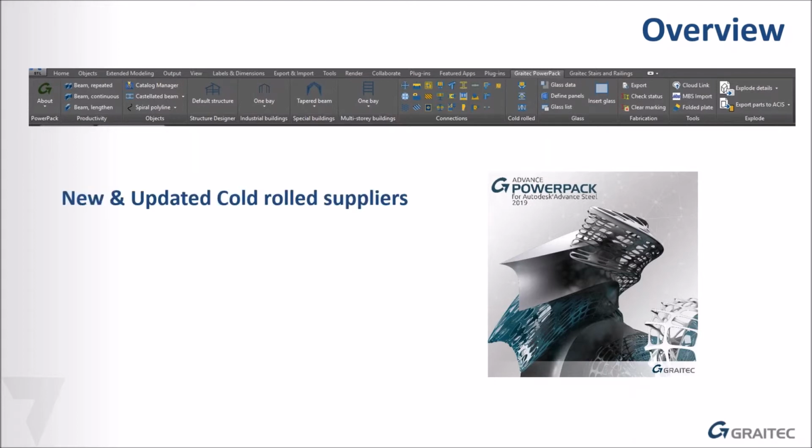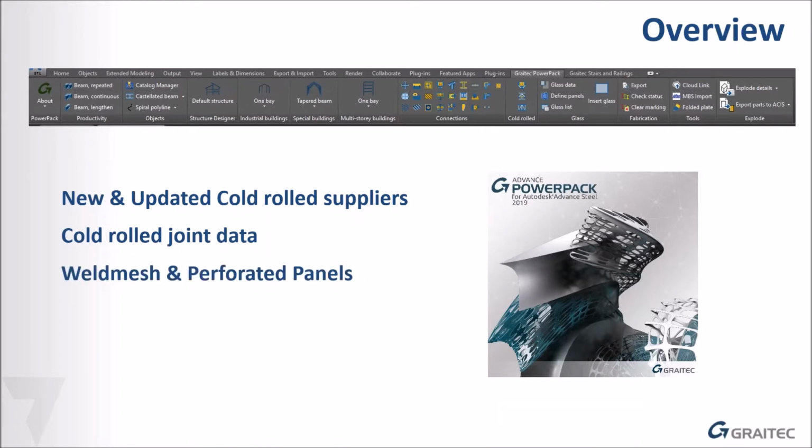So today we're going to look at the new cold roll suppliers and some previous ones that were added into the Powerpack a few years ago. We've actually updated some of that stuff as well. Then we're going to look at the joint data that goes along with those suppliers. And then we're going to look at some of the other bits and pieces that have been added through the Powerpack. So we've added some weld mesh in there and some perforate panels.